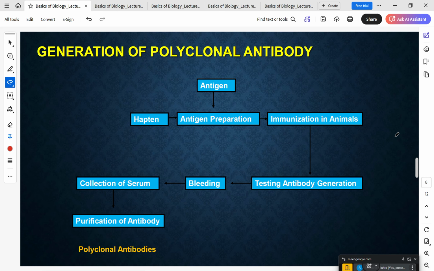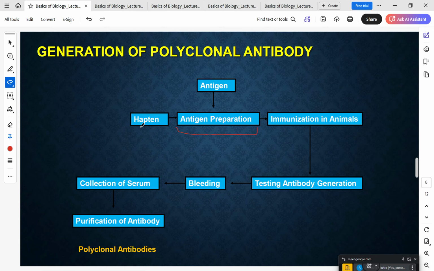To generate a polyclonal antibody, it's a very time consuming process. The first step is antigen preparation, wherein the antigen is added to an adjuvant. The adjuvant is going to make sure that the antigen is released in smaller doses. Also, the immune system recognizes the adjuvant as a foreign entity, but it does not have the receptors for the entity, so it mounts an immune response but does not neutralize the adjuvant. It instead tries to neutralize the antigen.